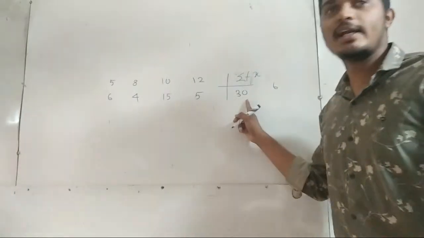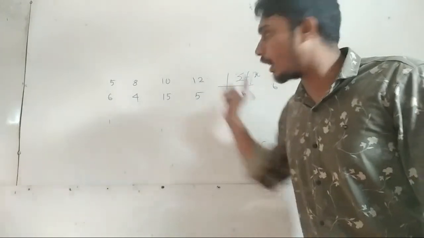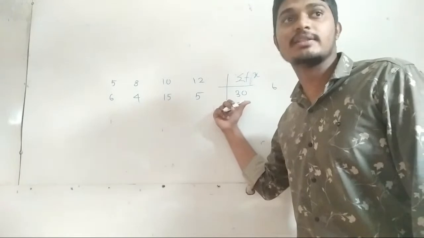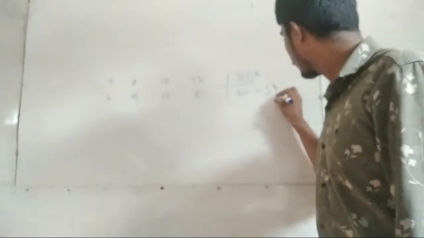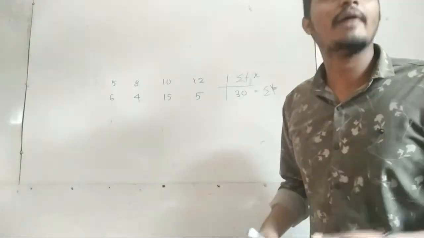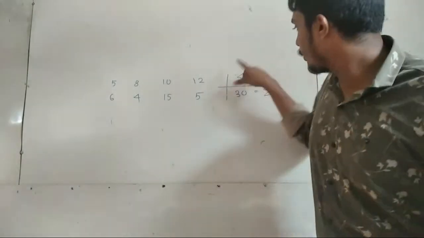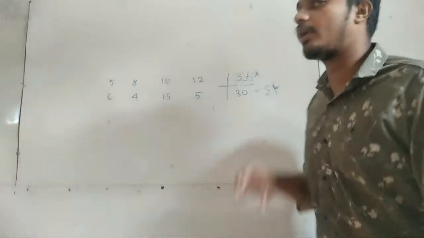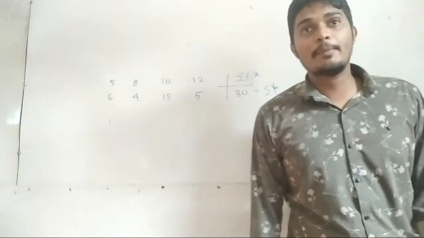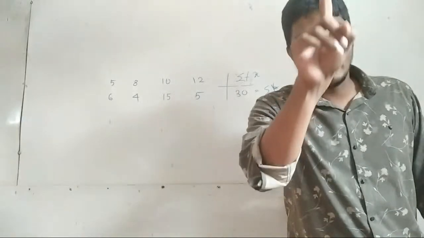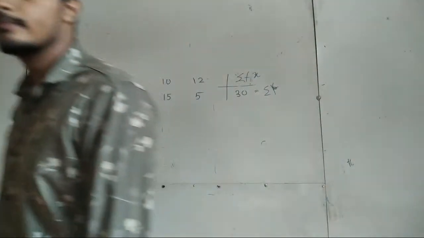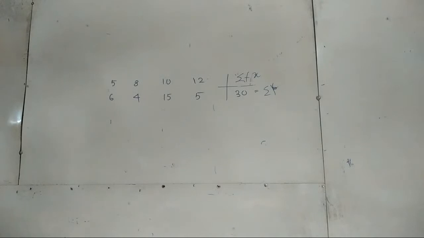So what is this 30? That's the total number of days, no? Or look at this, 6 plus 4 plus 15 plus 5 equal to 30. What is that? Sigma f. If you want to find the average, what would you do? You would divide the total number of yogurts by the total number of days. Then what will come? On average, how many yogurts per day will be made? Did you understand what I'm saying? Good.